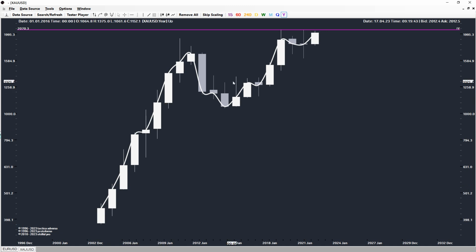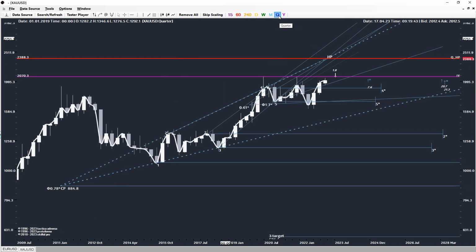I see an upward movement and I note it for myself. I also mark a possible resistance level at 270.3. I then move to the quarterly time frame and highlight the expansion model. I also note the HP level of that model here.